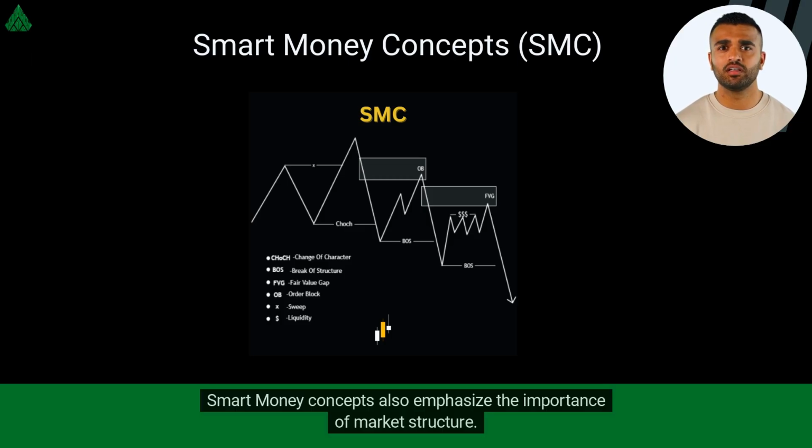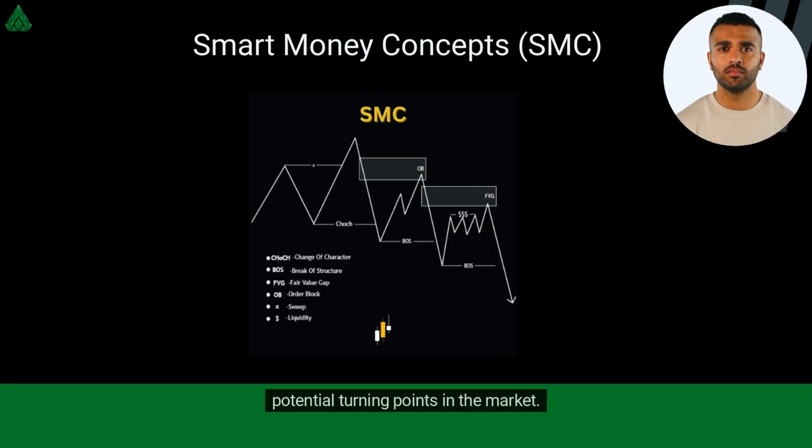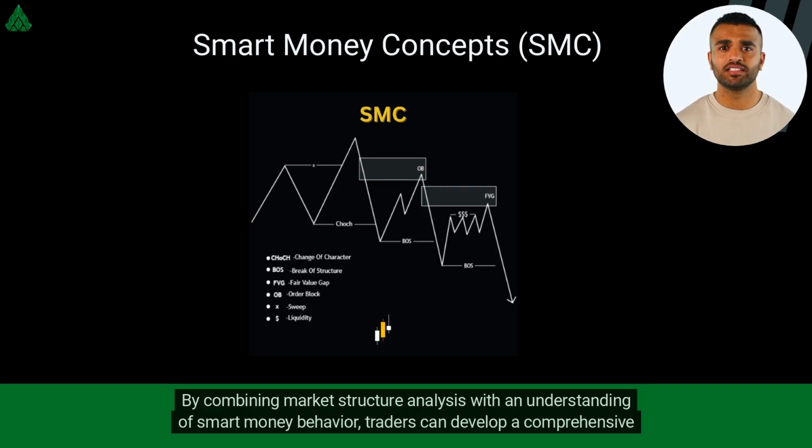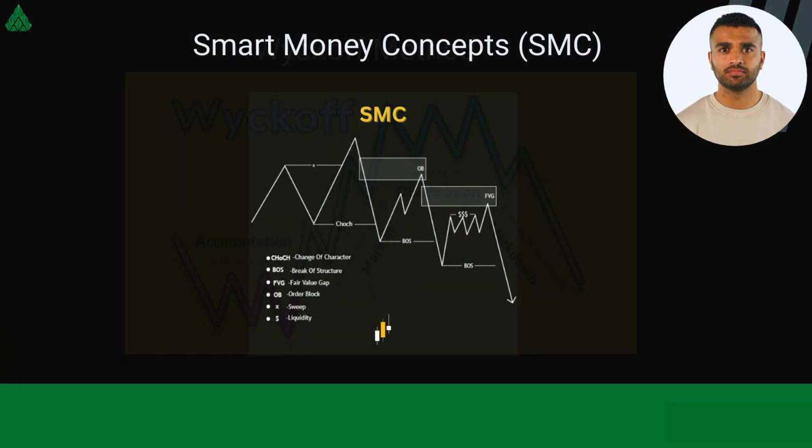Smart money concepts also emphasize the importance of market structure. Traders are trained to identify key support and resistance levels, trend lines, and chart patterns that indicate potential turning points in the market. By combining market structure analysis with an understanding of smart money behavior, traders can develop a comprehensive strategy for identifying high-probability trade setups.